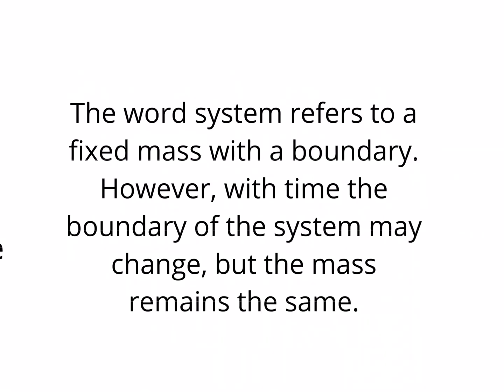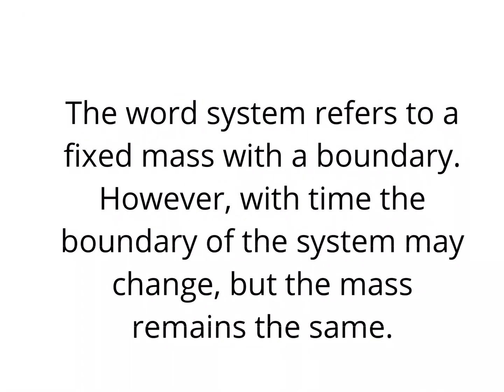So, everybody may be knowing this definition. The word system refers to a fixed mass with a boundary. However, with time, the boundary of the system may change, but the mass remains the same. Makes sense, not that difficult to appreciate. Now let's see the definition of a control volume. But before we go ahead, there are a few key words in this definition. One is the fixed mass, and then there is this very important keyword, that is boundary. But with time, the boundary of the system is allowed to change.